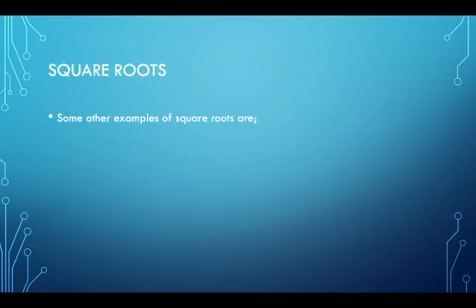Some other examples of square roots for you. Square root of 4 is 2, because 2 times 2 is 4. Square root of 9 is 3, because 3 times 3, or 3 squared, is 9. Square root of 16 is 4, because 4 times 4, or 4 squared, is 16. Square root of 36 is 6, because 6 times 6, or 6 squared, is 36. Square root of 49 is 7, because 7 times 7, or 7 squared, is 49.